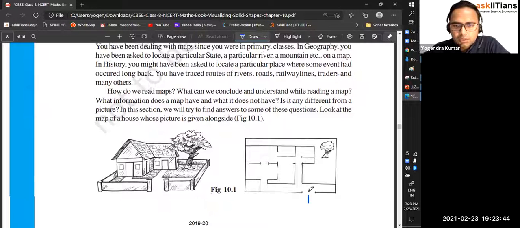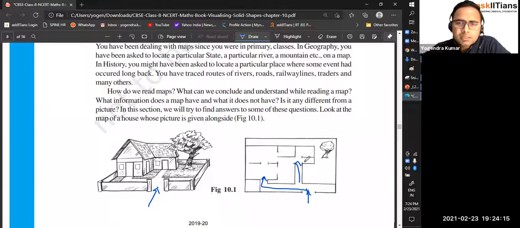This is your main gate, the entry point of the house. If your friend is coming to meet you, he needs to come on the way, enter here, and knock here, or enter here and then knock here or here. After the main gate, he can knock here, or you might have one room here also.